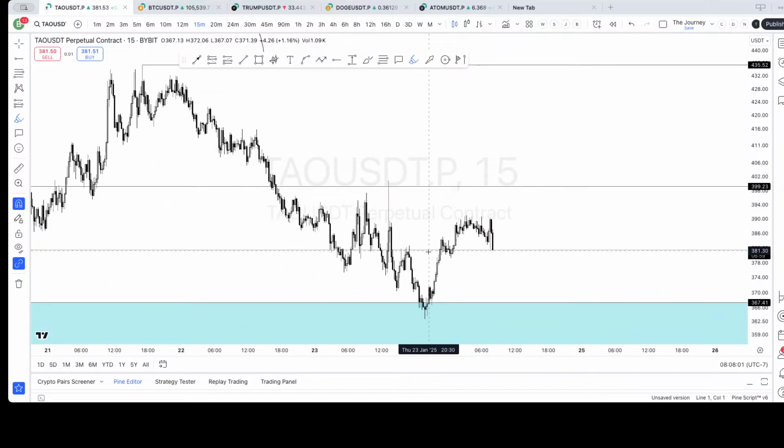Yeah. So you break your 15-minute here. A lot of distribution in this area. A lot of shorts getting filled here.